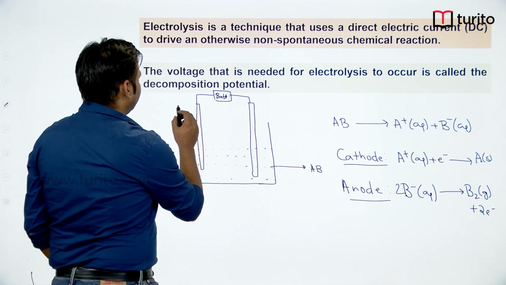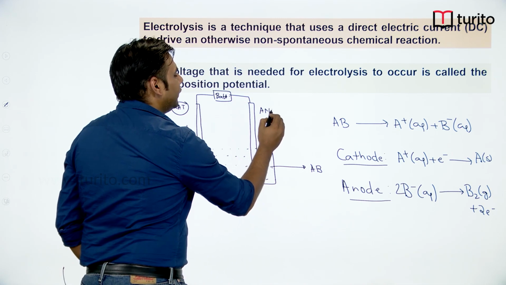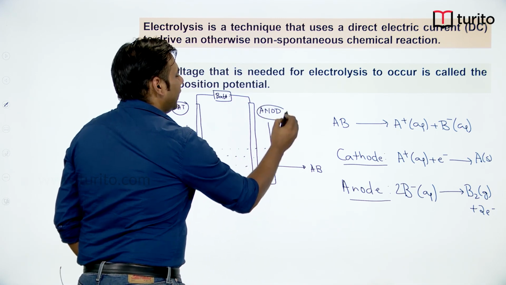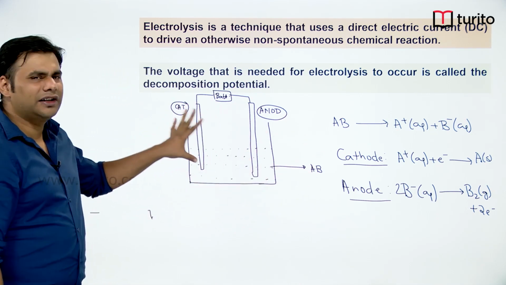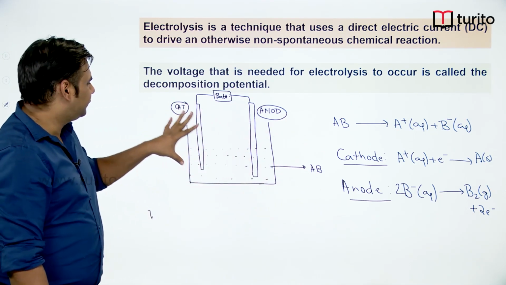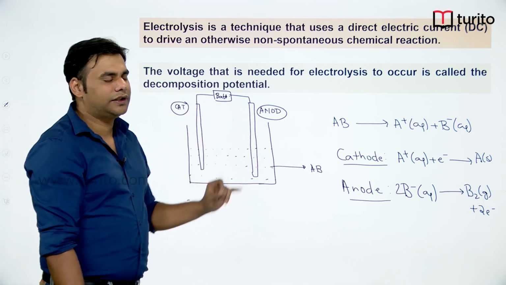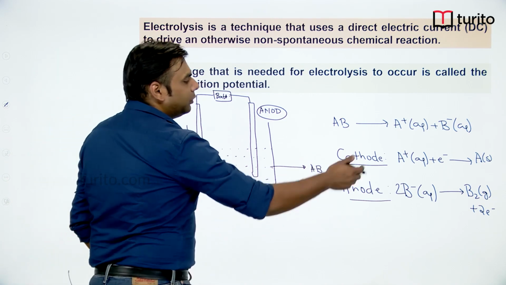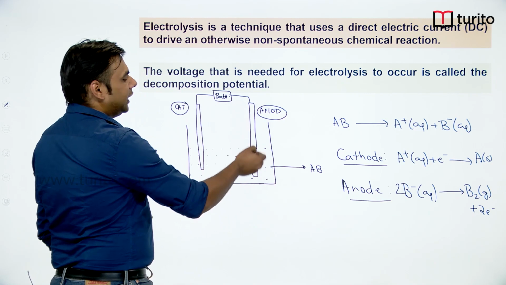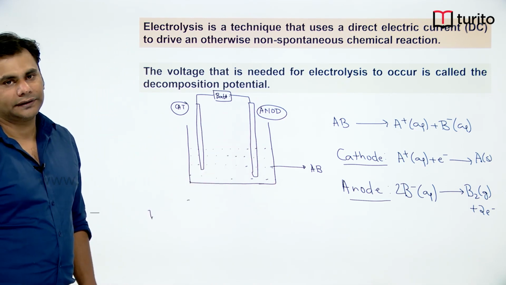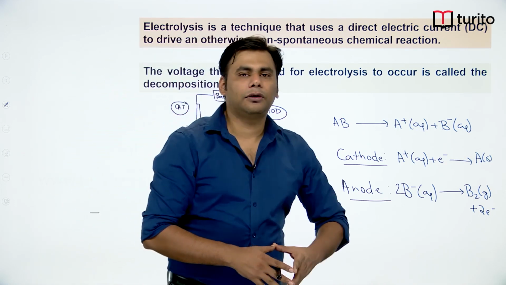So suppose this was your cathode and this was your anode. In general, the left hand side is always your anode and the right hand side is your cathode. This is just a general example, where I have taken the left hand side as cathode, but in general the left hand side is always the anode. We know that B2 gas would be evolved at the anode, so at the anodic terminal there would be evolution of B2 gas. This is primarily the working of an electrolytic cell.